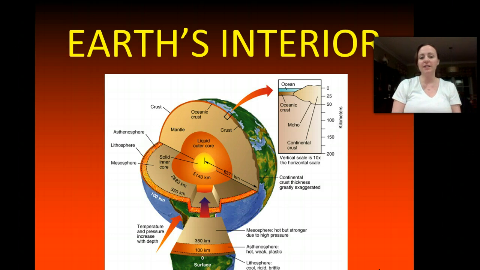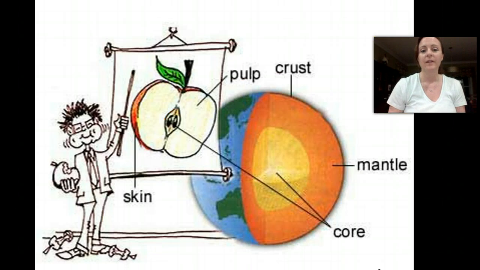Looking at this picture, you can see that beneath the surface we have a bunch of different layers, and at the very center of our Earth is the core. So we're going to talk about each of those layers and what they're made of and find out a little more information about them.